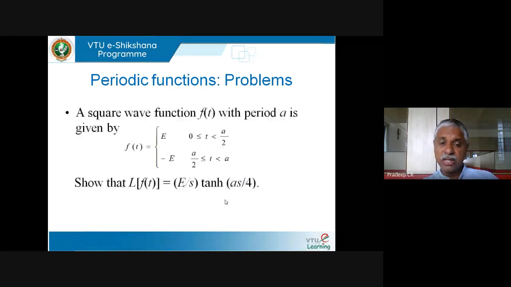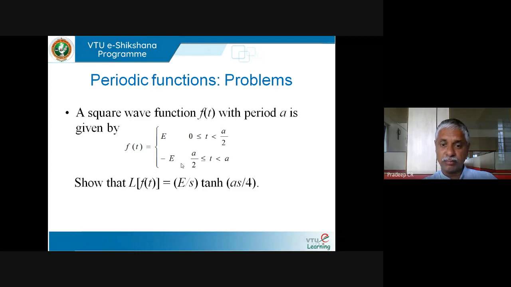That's okay. This is another problem which is very popular with examiners because it looks scary, but actually it's very easy again. So just go through this carefully. What does this say? A square wave function f(t) with period a is given by this. Show that Laplace of f(t) is E by s into tanh of as by 4. This problem looks very simple for a person who is asking the question, because it's just very nice expressions. But it gets scary.